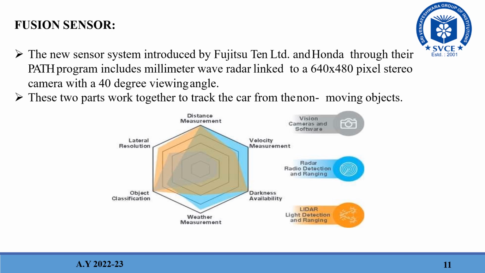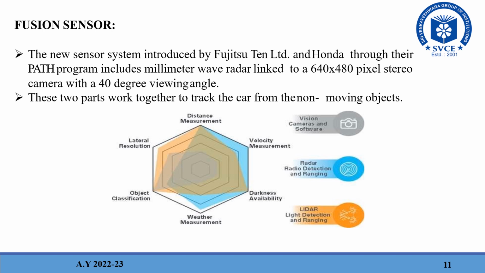While the radar targets the rear bumper of the car, the stereo camera constantly captures all the objects in the field of view. In this diagram, we can see the distance measurement, velocity measurement, darkness availability, weather measurement, object classification, and lateral resolution. These are all handled by fusion sensors, and we can also see another diagram showing the differences between vision, radar and lidar.